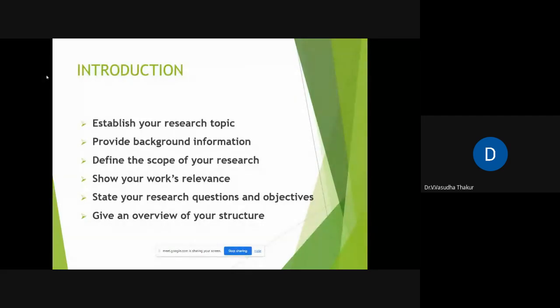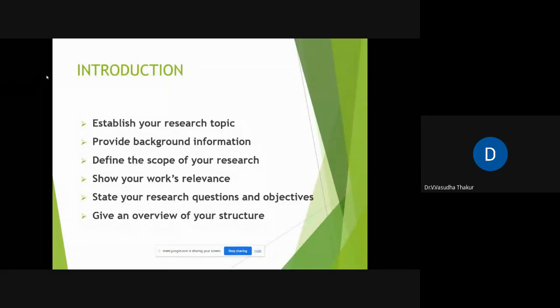It consists of the whole background of information about the research work, the scope of your research, the relevance, how important it is, how significant it is to take up such research, followed by the questions that have emerged out of your understanding, and then drafting of objectives, and the whole structure of your proposal is introduced with facts and figures. Okay, so the introduction page consists of all these elements.